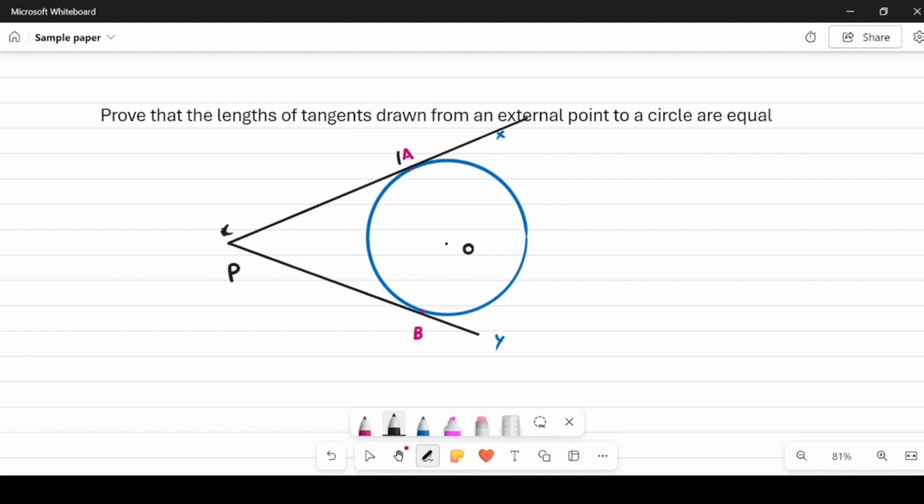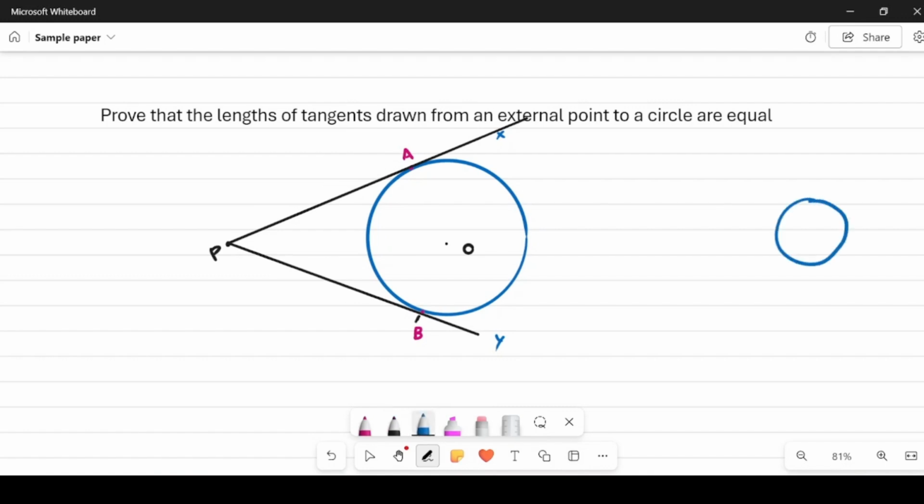Only this segment. That means here PA is the length of the tangent, and in this case, from the external point P to the point of contact B, only this segment is called the length of the tangent. Hope this is clear. That means we need to prove that PA is equal to PB. Before proving this, we need to know a few things. Alright, so what is that?